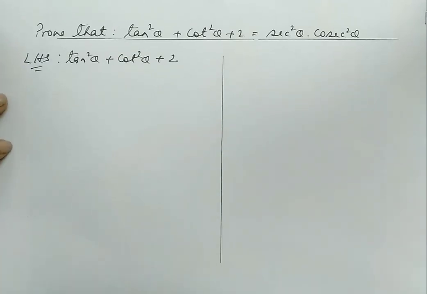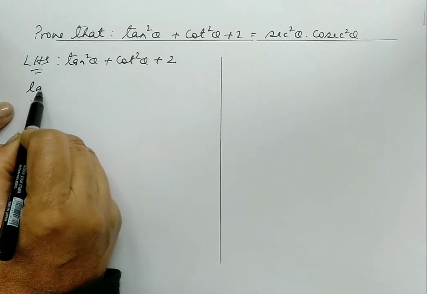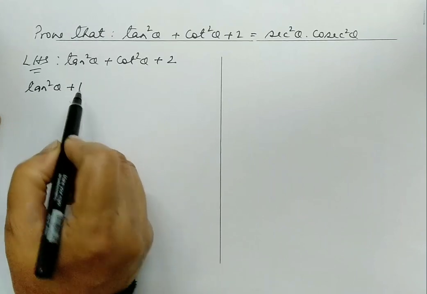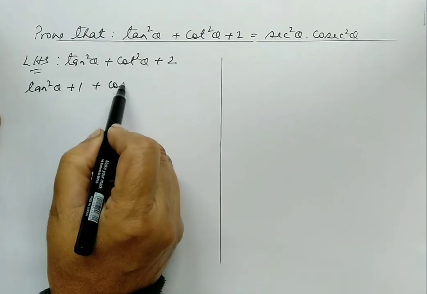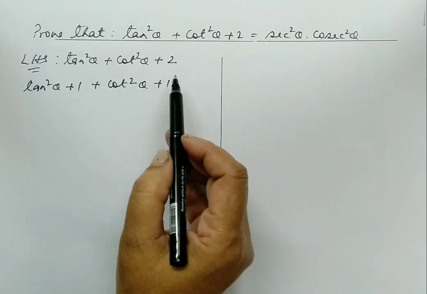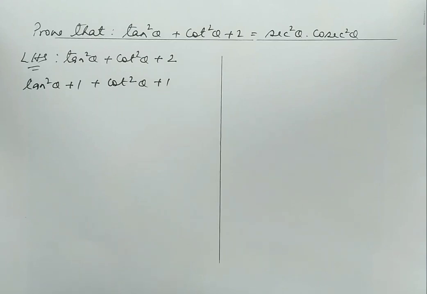All right. So our first strategy would be like this. Tan square theta plus 1 plus cot square theta plus 1. We have simply bifurcated 2 into 2 ones, correct?